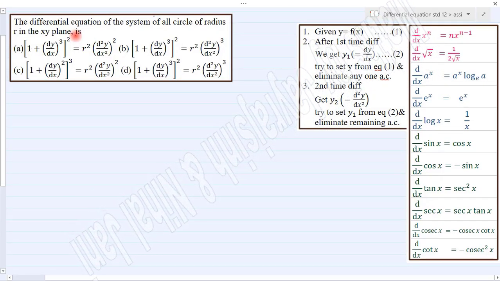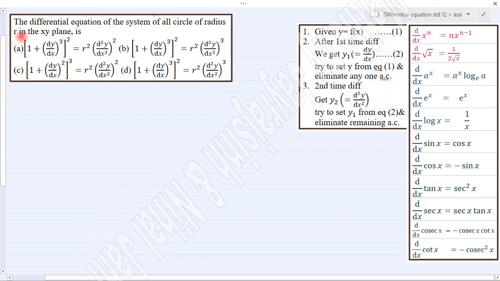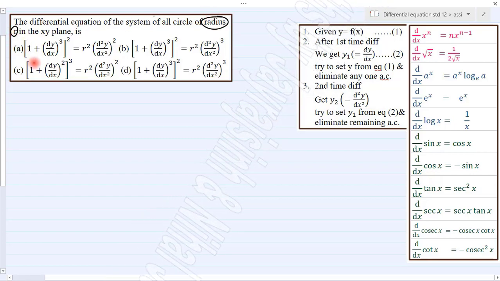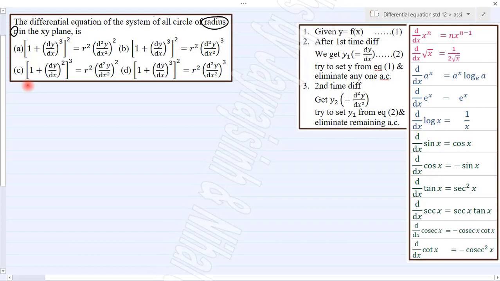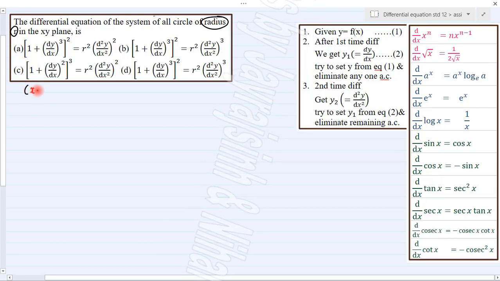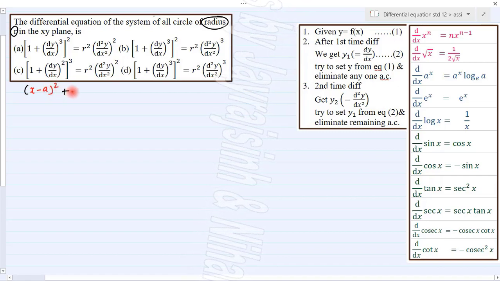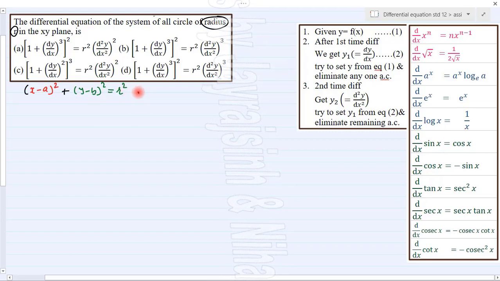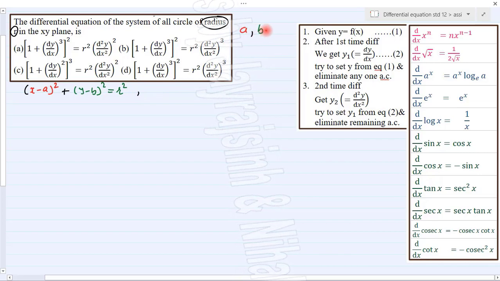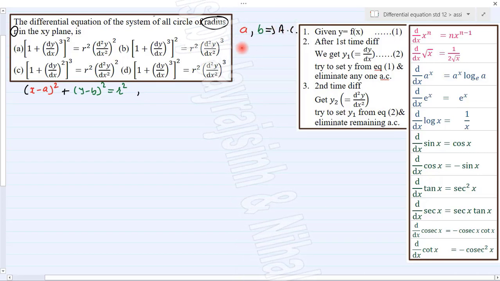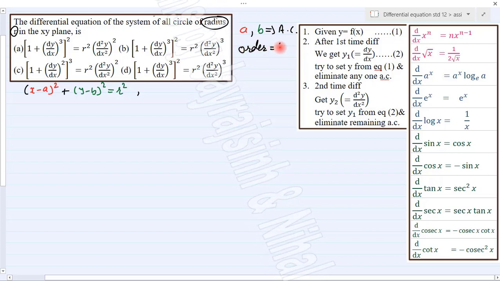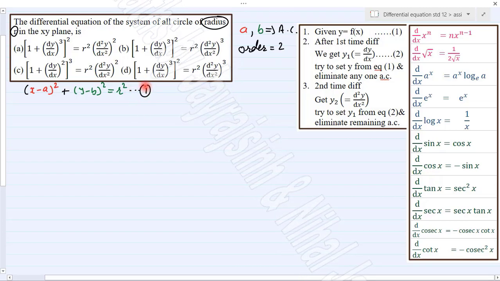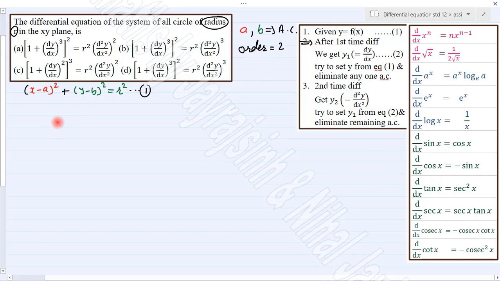Here you have to find the differential equation of the system of all circles of radius r in the xy plane. Here the given data is your radius, so it will not be considered an arbitrary constant. Now the general equation of a circle is x minus a the whole square plus y minus b the whole square is equal to r square, where a and b are the arbitrary constants. So we can say the order of our differential equation will be 2. Now let's say this is your first equation. Now we are ready for the second equation.